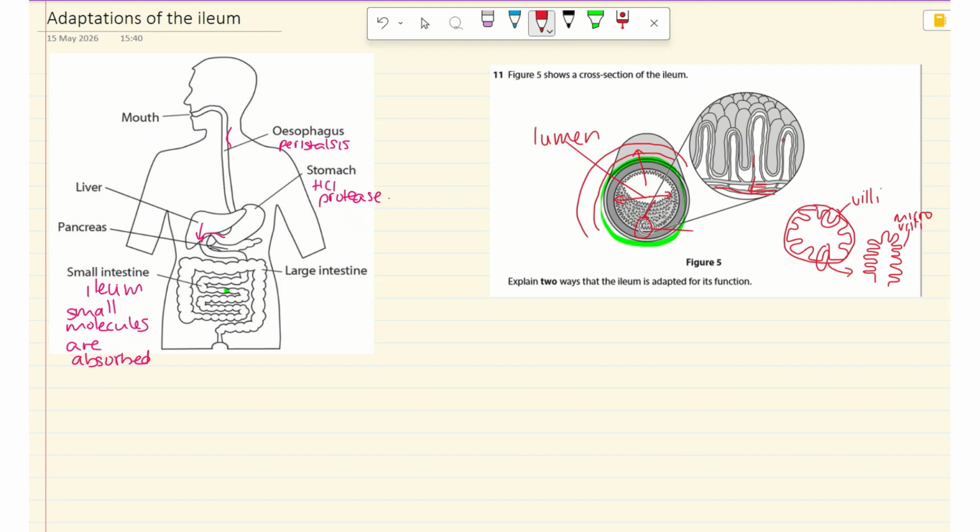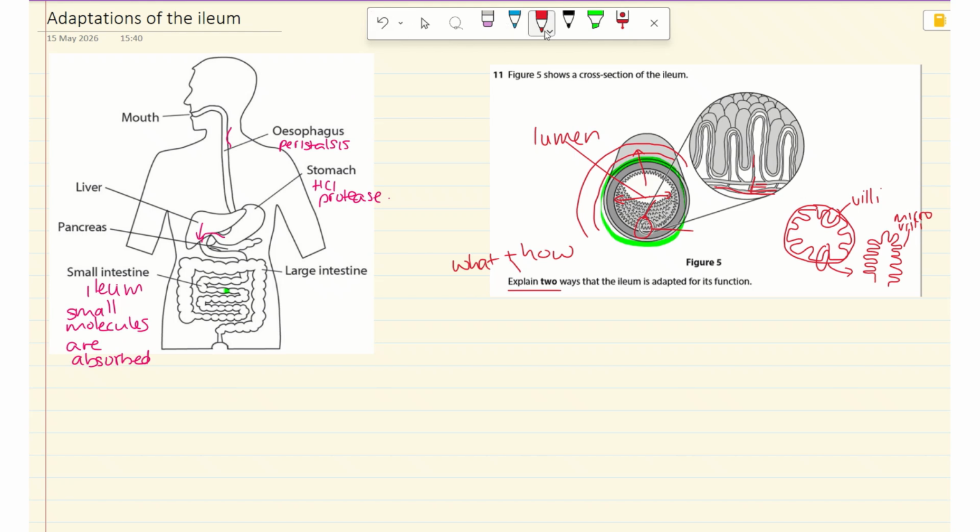there are 5 adaptations of the ileum, 5 ways in which it's adapted for its job. Now, this question says explain 2. I'm going to give you all 5. And the word explain means what is it and how does it help? So you cannot just say what the adaptation is. You've got to say what it helps to happen. Okay? What it helps to happen.